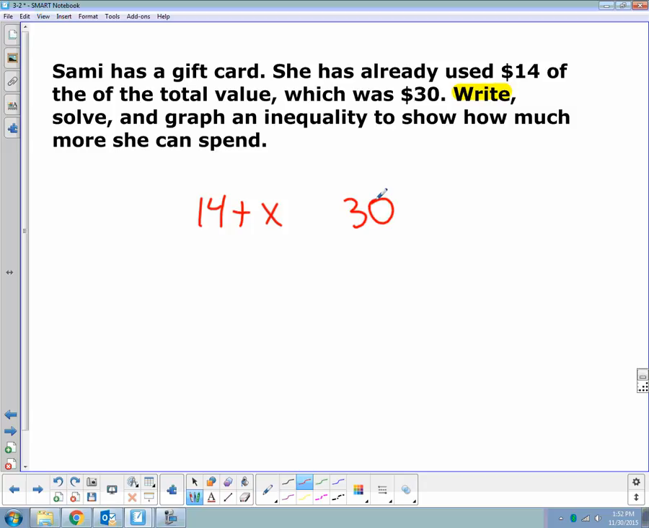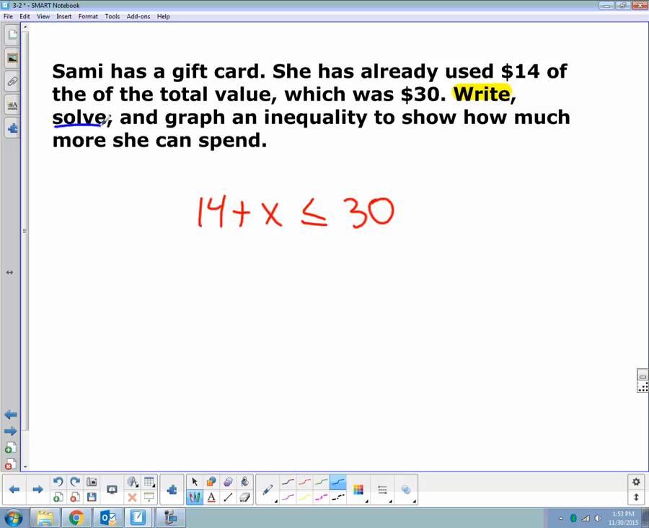So we wouldn't say that she could spend more than $30. That would be wrong. She can't spend more than $30. She only has a $30 gift card. She can spend less than $30. Could she spend exactly $30? Let's see, she has a gift card, so yeah, she could spend exactly $30. So we've written the inequality.